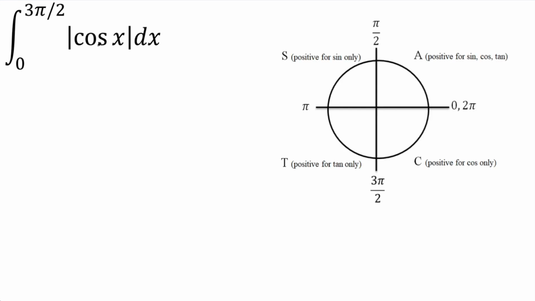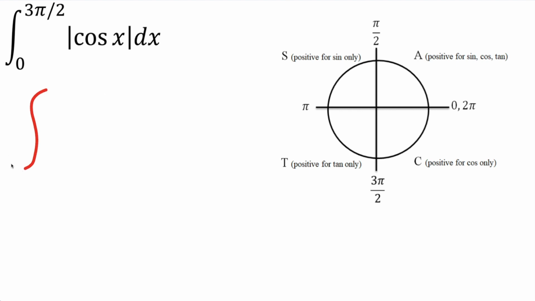So looking at regular cosine x, we know cosine x would be positive from 0 to pi divided by 2. And then from pi divided by 2 to 3 pi divided by 2, it's negative, because in this area, only sine is positive, and in this area, only tan is positive. So the way we need to split this up, because we can't work with absolute values whenever we have integrals, is to split it up. And I'll show you what I mean by that.